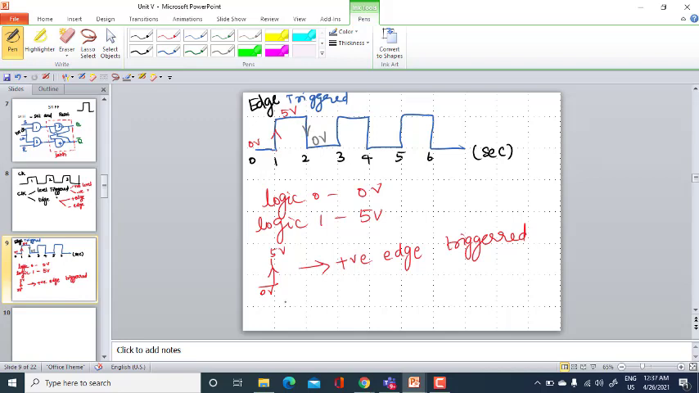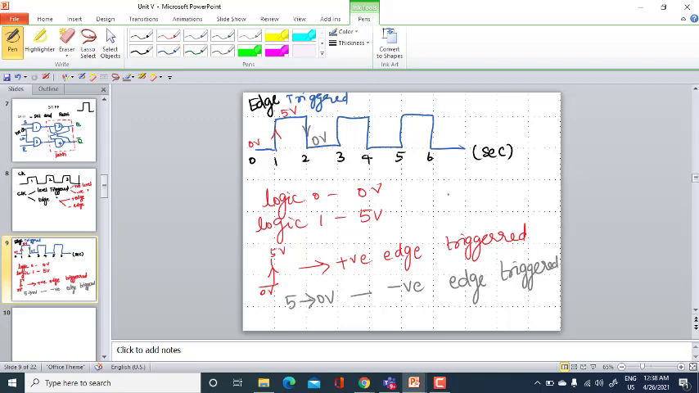When you have a change from 5 to 0 volt, this is said to be negative edge triggered because it's the falling edge of the clock signal, right? This is said to be negative edge triggered. So we can also design the flip-flop such that it will respond whenever you have a change from 5 to 0. Okay, this is said to be negative edge triggered.